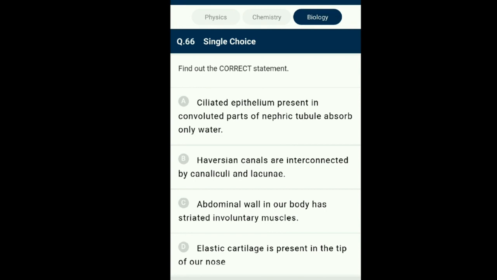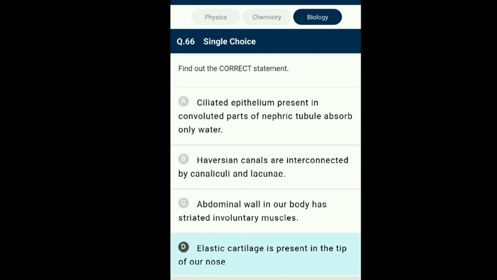Cartilage is a type of connective tissue forming the soft structure of the nose tip and ear pinna. Nose tip contains hyaline cartilage, whereas ear pinna has elastic cartilage. Simple cuboidal epithelium is found in the convoluted parts of the nephron that help in water absorption. Ciliated epithelium is found in the inner wall of the trachea and even in the fallopian tube of the female reproductive system. The abdominal wall of the body has skeletal muscles as there is voluntary control over movement. Smooth muscles are found in the alimentary canal of the body. So the answer for this question is option D.